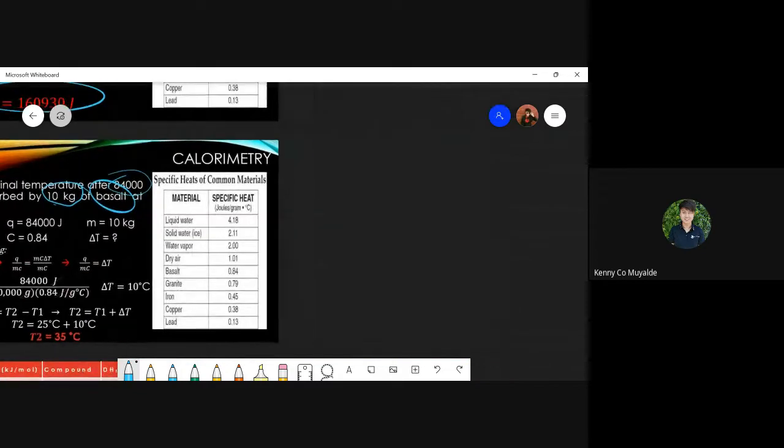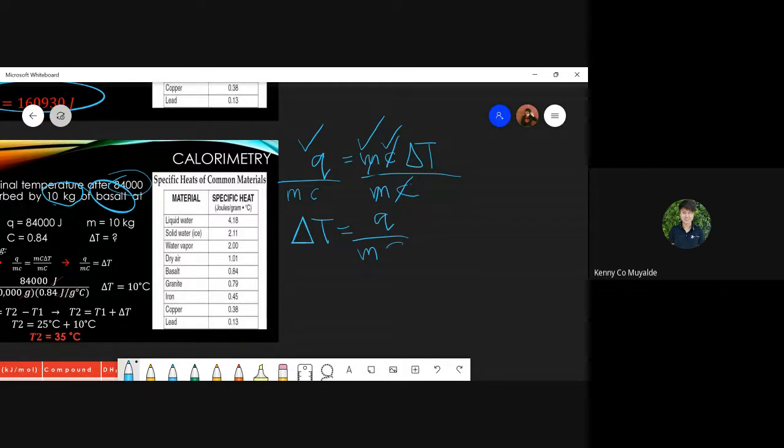So in our formula, we have Q is equal to mc delta T. We have Q, we have C, we have mass. So let us first find the change in temperature. In order to get the change in temperature, divide both sides by the terms beside the missing variable. What is missing is the change in temperature, so we put in the denominator the terms beside it, mc. Cancel m, cancel c. So delta T is equal to Q over mc.